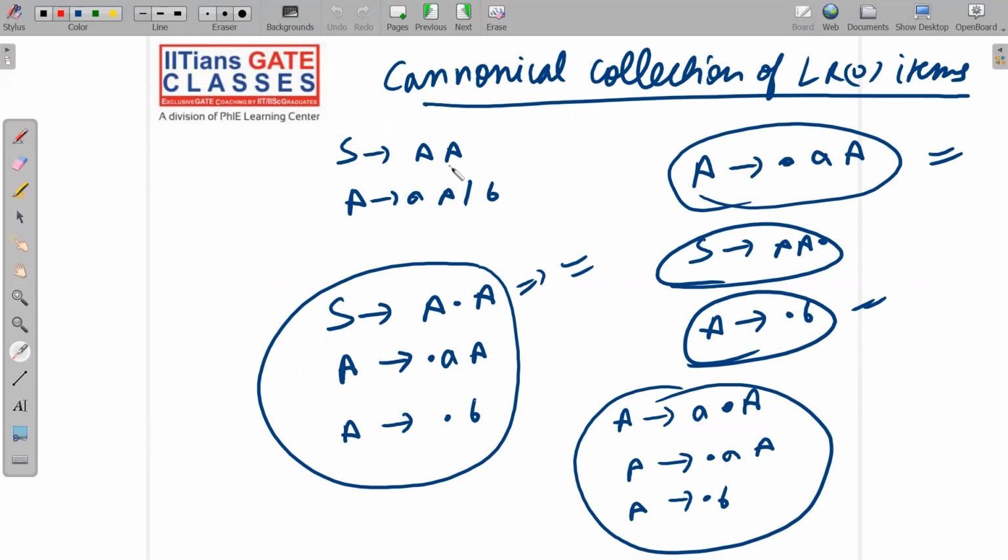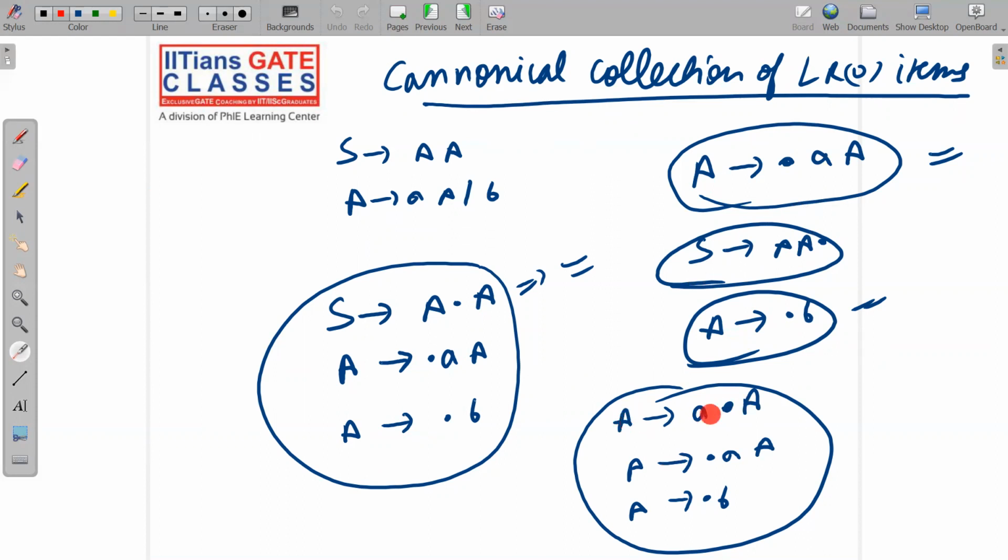Next is the canonical collection of LR0 items. I have already told you in the previous class what a canonical collection is. If we have S implies A dot A, since the dot is present in the beginning of A, add all productions of A with the dot in the beginning. This is a canonical collection, because the dot is present in the beginning of small a and there is no production starting with small a, since it is a terminal symbol. Here also this is a final item, so the dot is present in the beginning of nothing. Here the dot is present in the beginning of small b. So again it is a canonical collection of LR0 items. It is also a canonical collection.